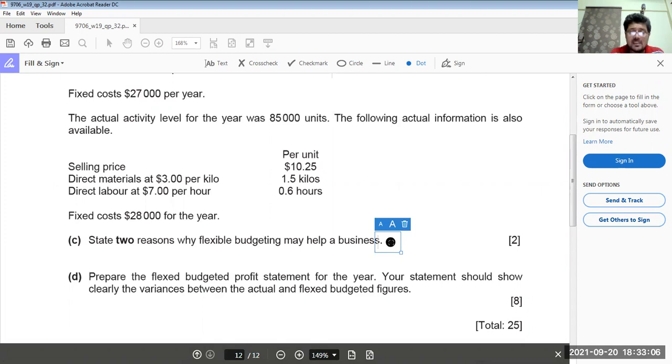Flexible budget is helpful in business because it moves along with the level of activity. And it enables you to see what should have been your target after doing your activity. Getting my point here? Okay. Now, second is prepare the flex budget. Again, we will move to our answer sheet for preparing flex budget.